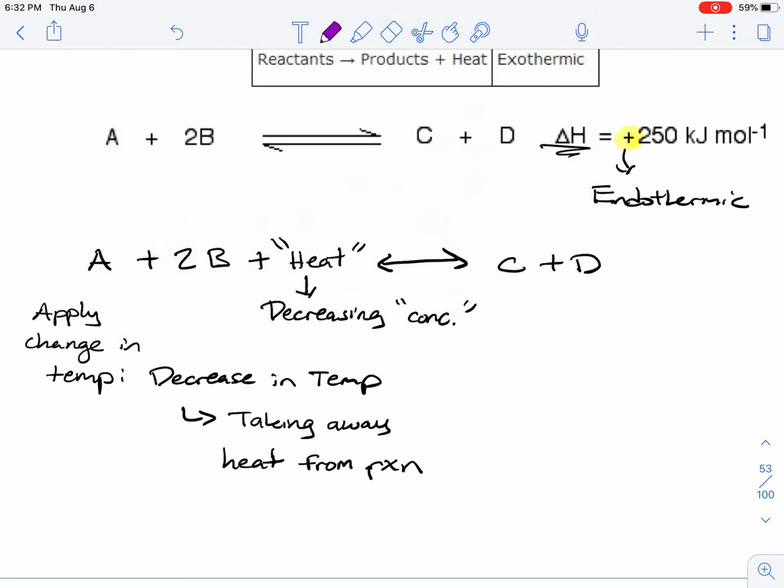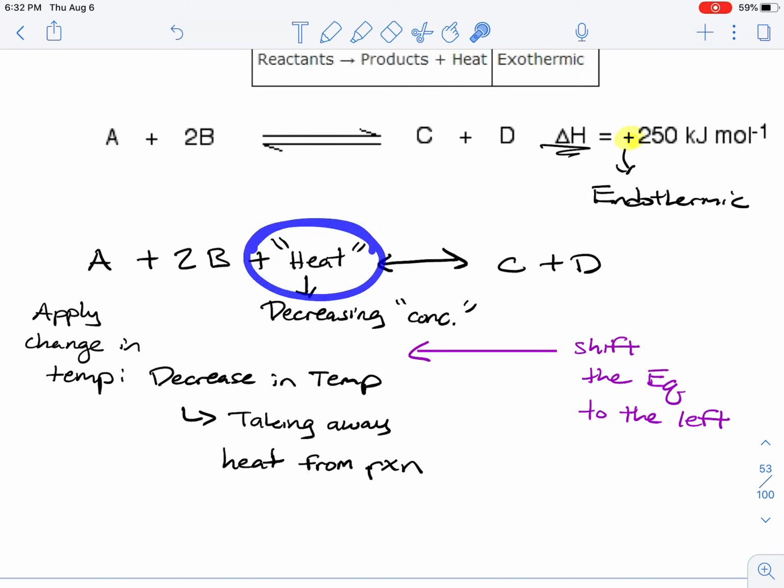According to Le Chatelier's principle, a decrease in temperature will shift the equilibrium to the right. Or sorry, not right, left. By shifting the position of the equilibrium to the left, we're favoring the production of reactants, and the production of the reactants allows heat to be replenished from the breakdown of the products.